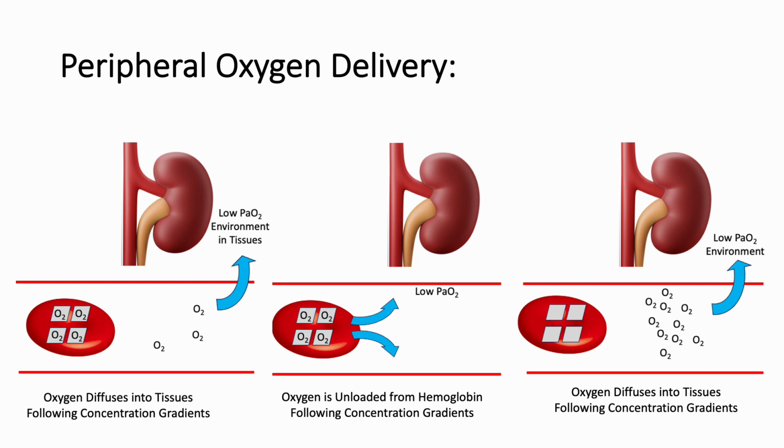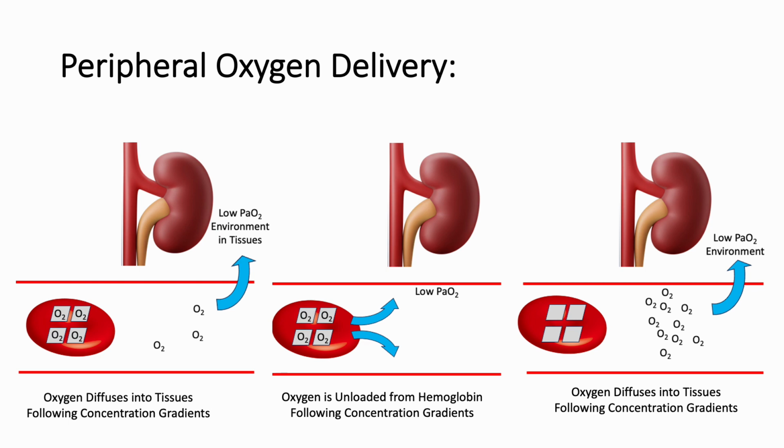Because oxygen bound to hemoglobin and oxygen dissolved in the blood exist in some equilibrium with each other, as the PaO2 falls further within the blood, oxygen bound to hemoglobin will eventually be released into the blood, represented in the center image here, increasing the PaO2 of the blood at this point.